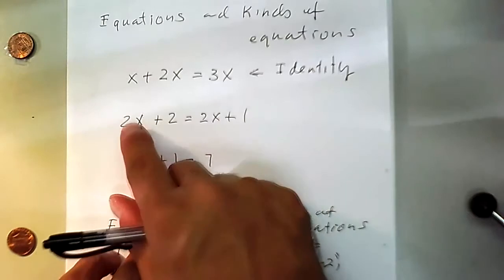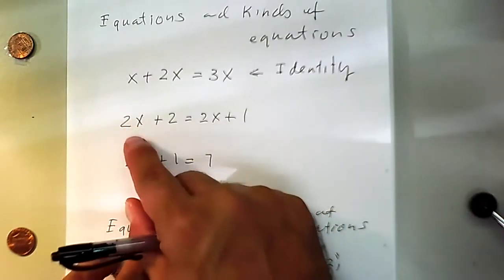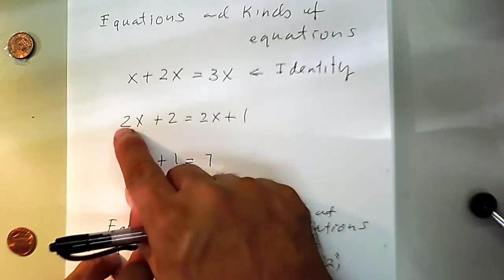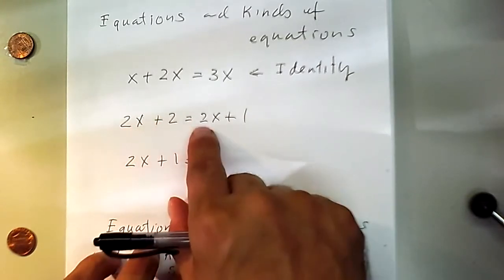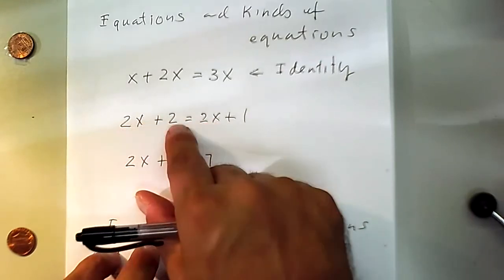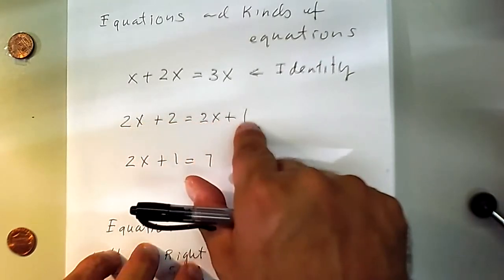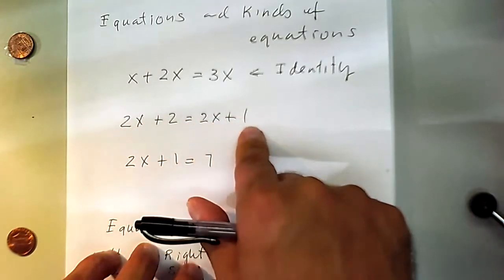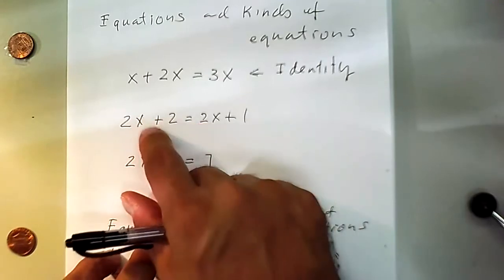Let's contrast this with this equation. Let's put a 5 in this equation. 2 times 5 is 10. 10 plus 2 is 12. 2 times 5 is 10. 10 plus 1 is 11. And 12 is certainly not equal to 11. So that would be false if we put a 5 for the x.